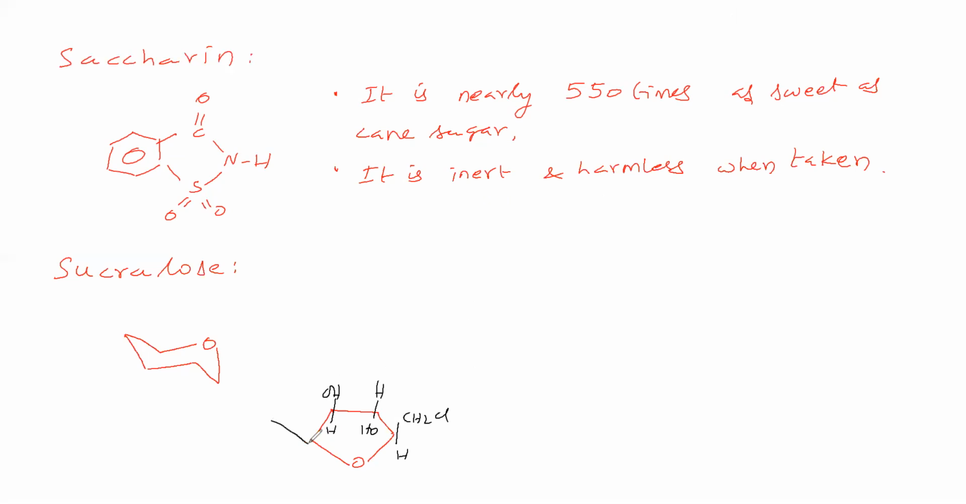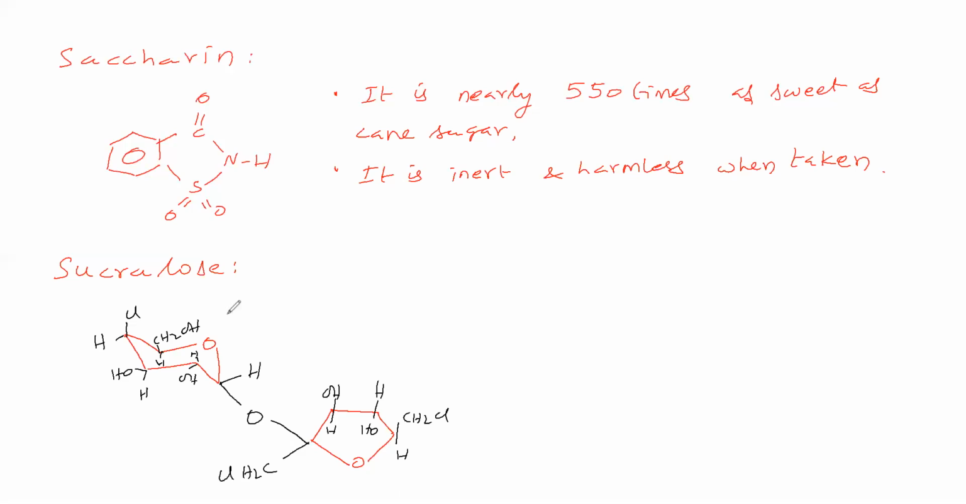Then this carbon has CH2Cl. This carbon is making an ether linkage with this carbon. Then at this carbon, hydrogen is present. Then this carbon has axial H, equatorial OH. Here equatorial OH, axial H. Here axial Cl, equatorial H. Here axial H, equatorial CH2OH. This is sucralose.